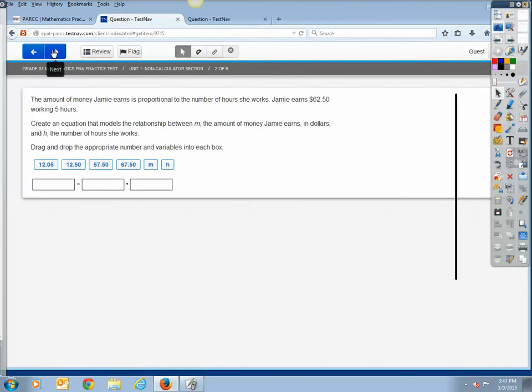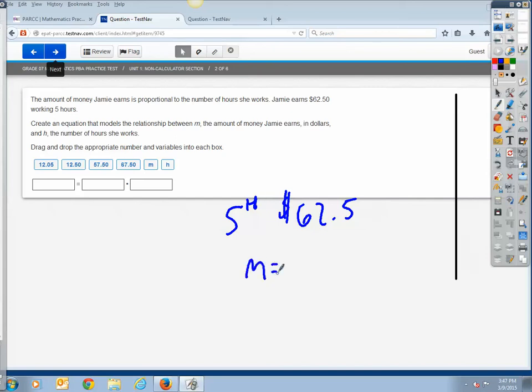Alright, the amount of money Jamie earns is proportional, that means linear, to the number of hours she works. Jamie earns $62.50 working 5 hours. So we have $62.50, and that's money, and that's for 5 hours. It's always a good idea to write down the important information, even though this is on a computer screen. So then the next question says, create an equation that models the relationship between M, the amount of money she earns in dollars, and H.